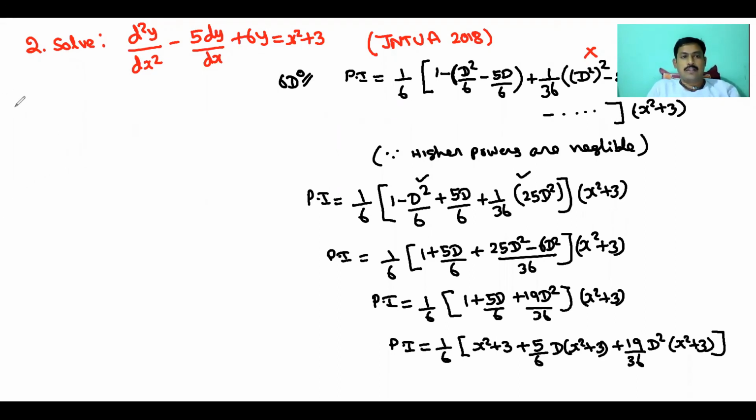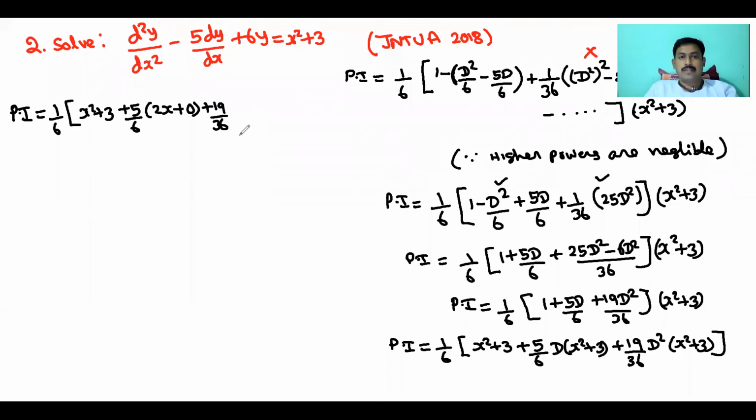Therefore, I can write this PI as PI equal to 1 by 6 into x square plus 3 plus 5 by 6 D, where D means differentiation of. Differentiation of x square is 2x. Differentiation of constant is 0. Next, plus 19 by 36.